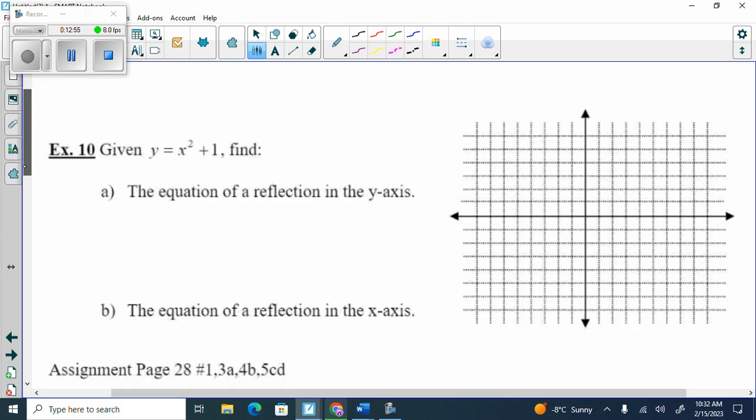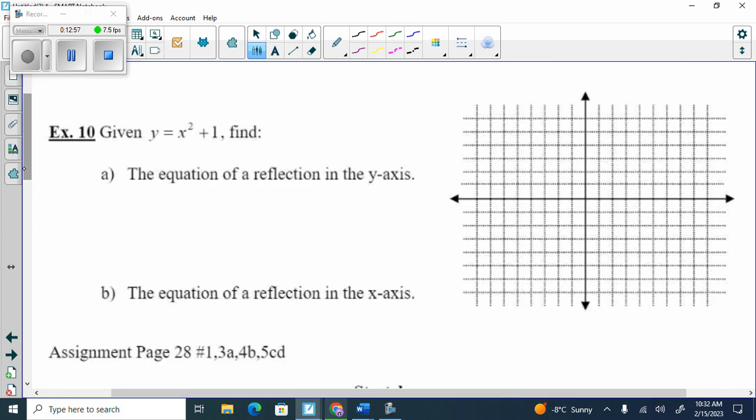So we're just going to look at this. It says, we're not going to draw the graph, we're just going to finish these up. Given y equals x squared plus 1, determine the equation of the reflection in the y, and the equation of the reflection in the x. So you do the equations. Go. Reflection in the y-axis means it affects the what?